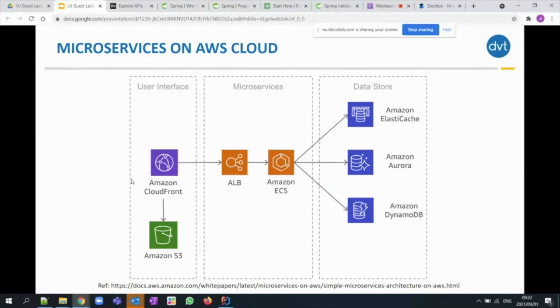Now, this is a very simple microservice architecture that I'm showing over here, where you have your AWS CloudFront for any kind of static content delivery. So that's just a content delivery network. You can host your website or something.